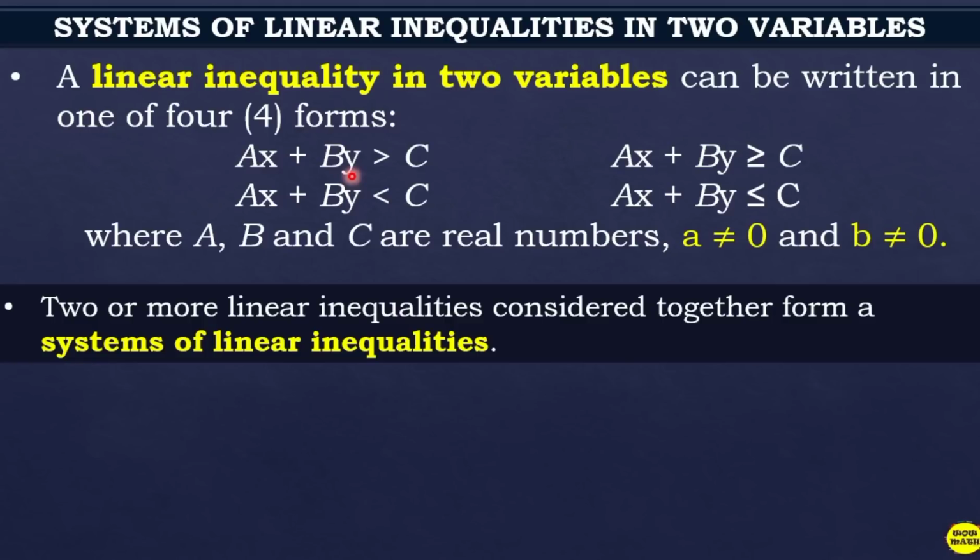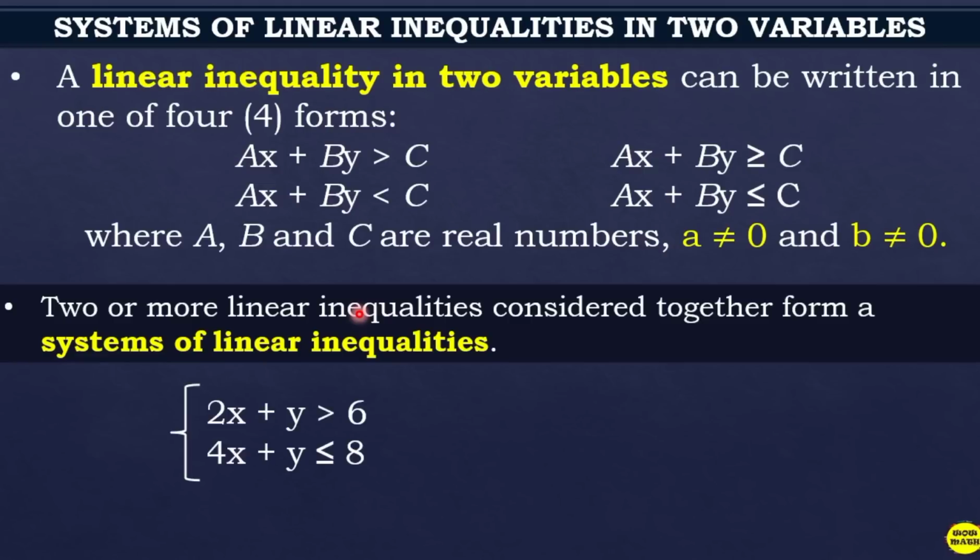Okay? Just like the concept in systems of linear equations, kung babalikan natin yung discussions natin about systems of linear equations, ganun din po ito. Ang pinagkaiba niya lang po is yung symbol. Nagbabago na po tayo ng symbol pagdating sa inequalities. Okay? So, again, systems of linear inequalities are two or more linear inequalities considered together. Pag meron ka ng two or more na linear inequalities na magkakasama, that means systems of linear inequalities na po. Okay? So, let's have an example.